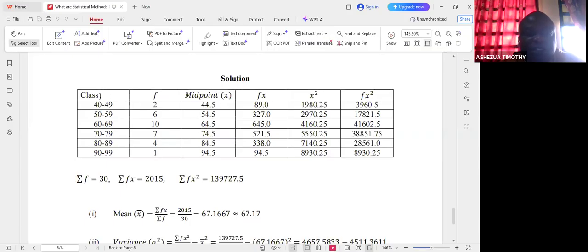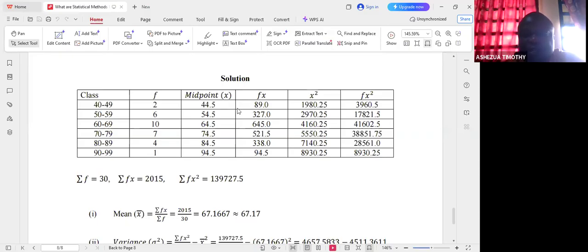How do we get the midpoint? The midpoint is simply the lower limit plus the upper limit divided by 2. So 40 plus 49 divided by 2, you have 44.5. Now the column for f times x is simply taking this 2 and multiplying by 44.5, and that will give you 89.0.